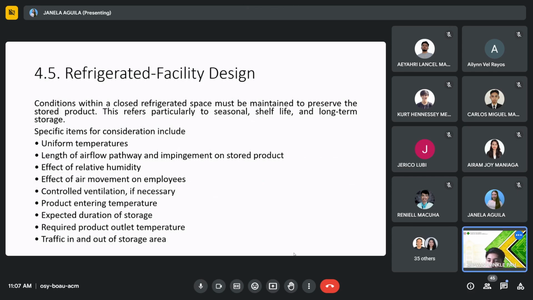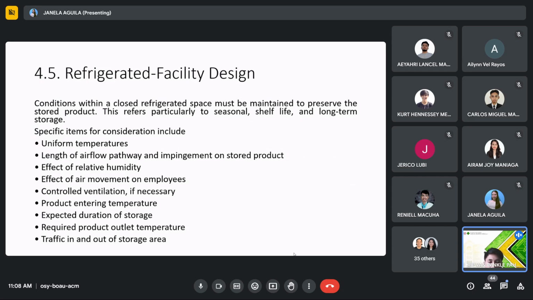Refrigerated facility design. Conditions within a closed refrigerated space must be maintained to preserve the stored product. This refers particularly to seasonal, shelf life, and long-term storage. Specific items for consideration include uniform temperatures, ensuring consistent temperatures throughout the storage area to prevent temperature gradients that could lead to spoilage or uneven ripening. Length of airflow pathway and impingement on stored product: designing the airflow system to minimize the distance that air travels and to avoid direct impingement on products, which could cause damage or uneven cooling.